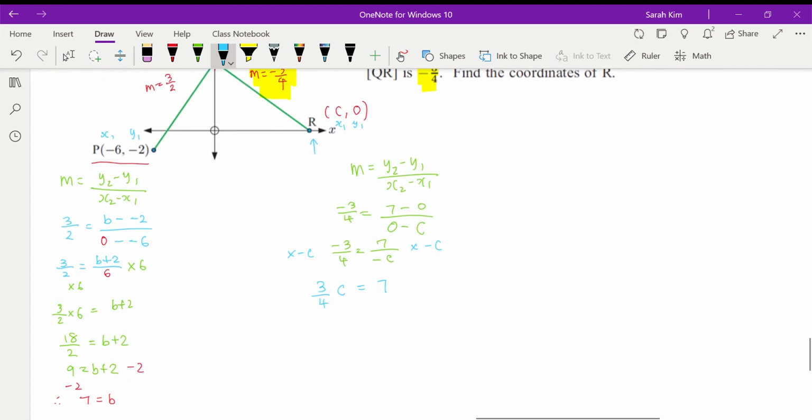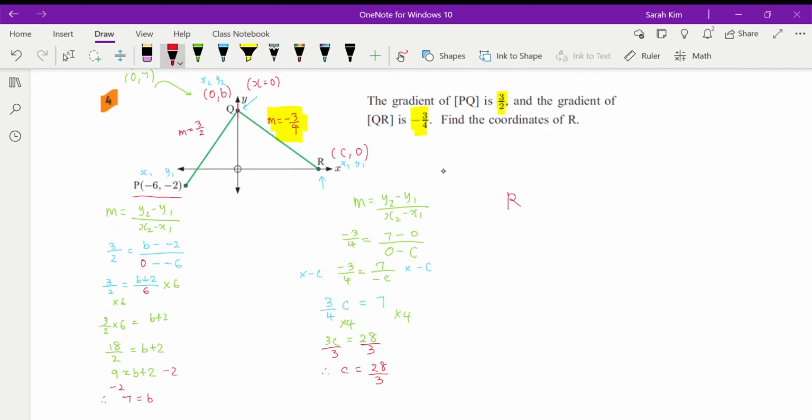Now all I have to do is get rid of the 3 over 4. I can divide by 3 over 4, or I can just do it separately. It's a divide by 4, so I'm going to times 4, so I get 3c equals 28, and then I divide by 3. So therefore my C must be 28 divided by 3, if I did that calculation right. So the coordinates of R are 28 over 3, 0.